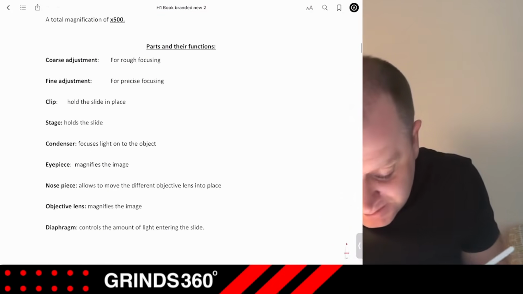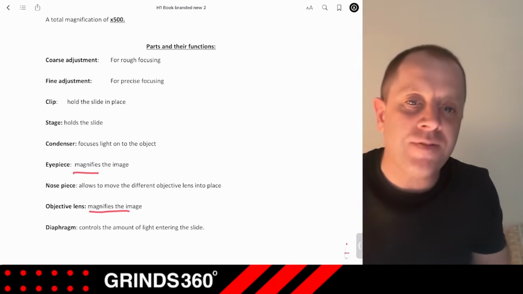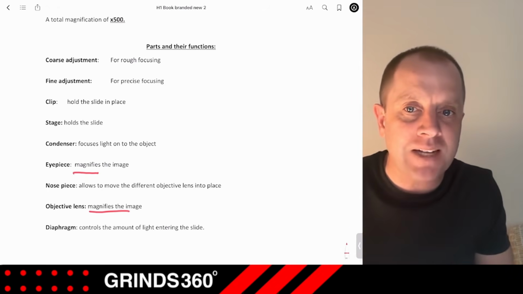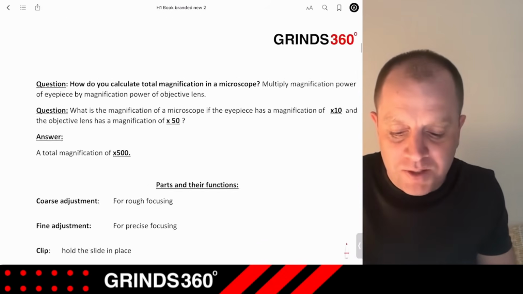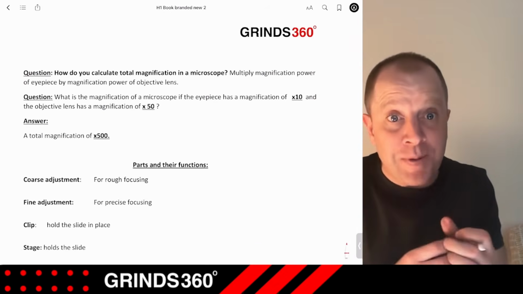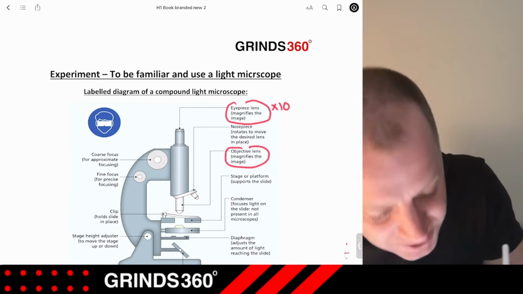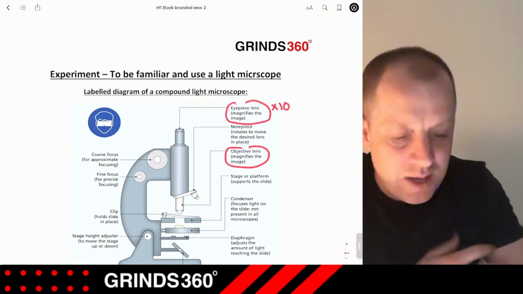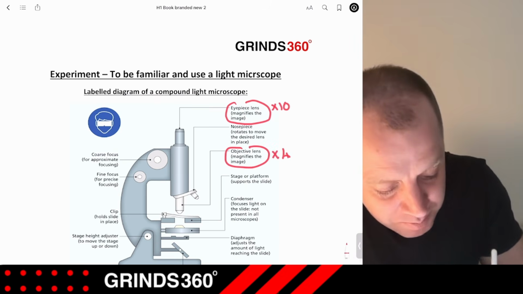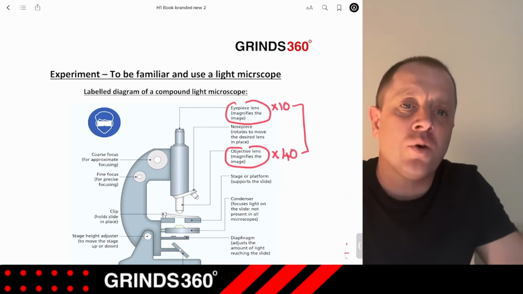So the eyepiece magnifies the image. The objective lens magnifies the image. They both magnify the image. Okay, now that leads me then, go back up to the top, page 74. So the eyepiece has a magnification, let's say, of 10. It magnifies the slide 10 times. The objective lens magnifies it 40 times. So how do I get total magnification?